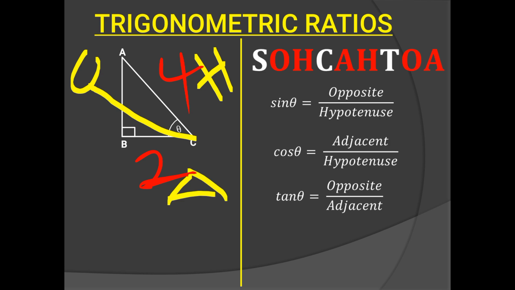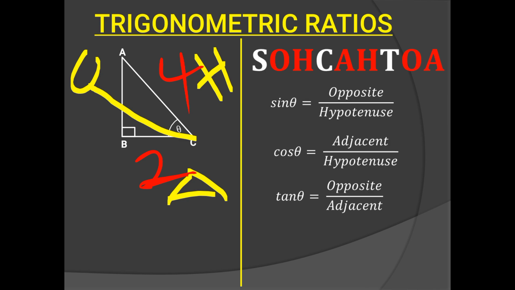So look, which ones have we been given? You have been given 2, adjacent and hypotenuse. Good. So we are going to look for the formula, or the ratio, that has adjacent and hypotenuse, and that is what? Cos. So cos theta has adjacent and hypotenuse. That is the ratio we are going to use. So it's going to be cos 20 degrees is equal to 2 over 4. Because our adjacent is 2, our hypotenuse is 4, and then we solve.